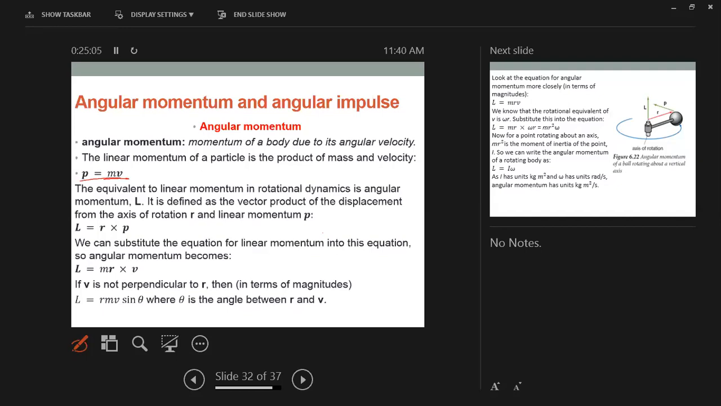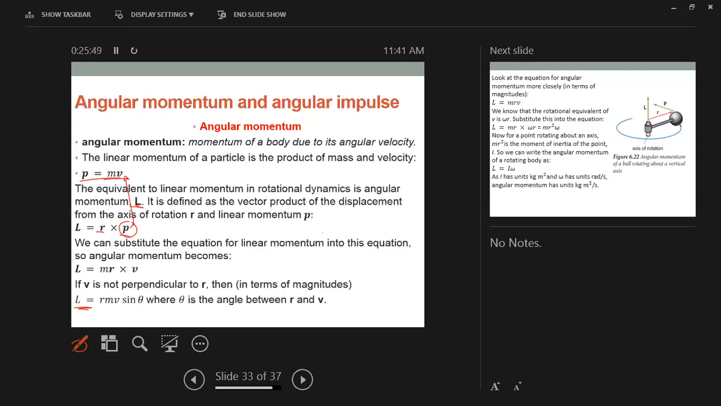So to find angular momentum, here we are going to use L. We are going to multiply r times p. When we replace p by mv, our formula will be m times r times v. So here, the angular momentum, as you see at the bottom, is going to be r times m times v sine theta, if there is an angle between the radius and the velocity. We use sine theta because it is going to be the perpendicular, vertical component.